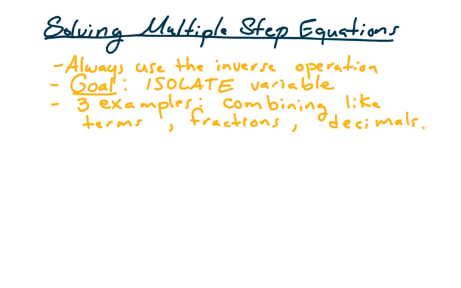So if we see that x is being multiplied by some number, we're going to divide by that number. And our goal is to isolate the variable. Isolate the variable meaning it's going to look something like this: x is equal to 5. The variable x is alone on one side.